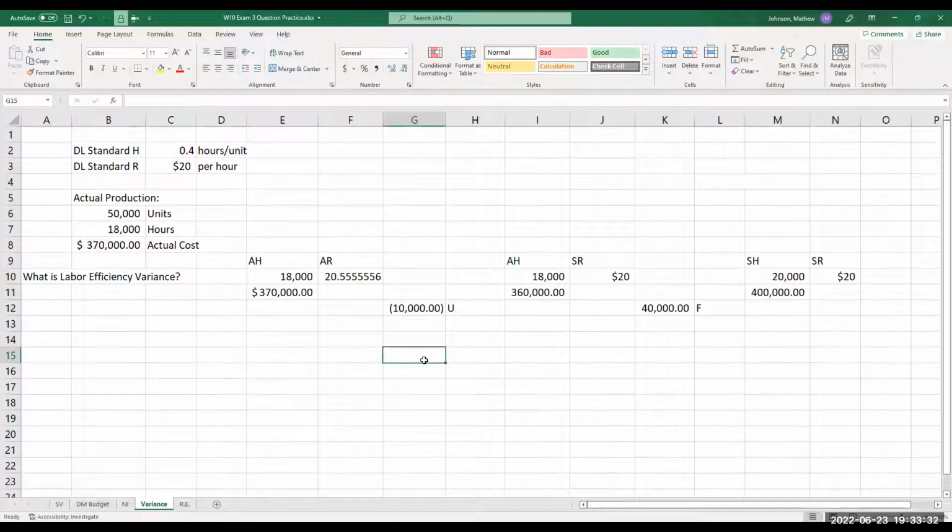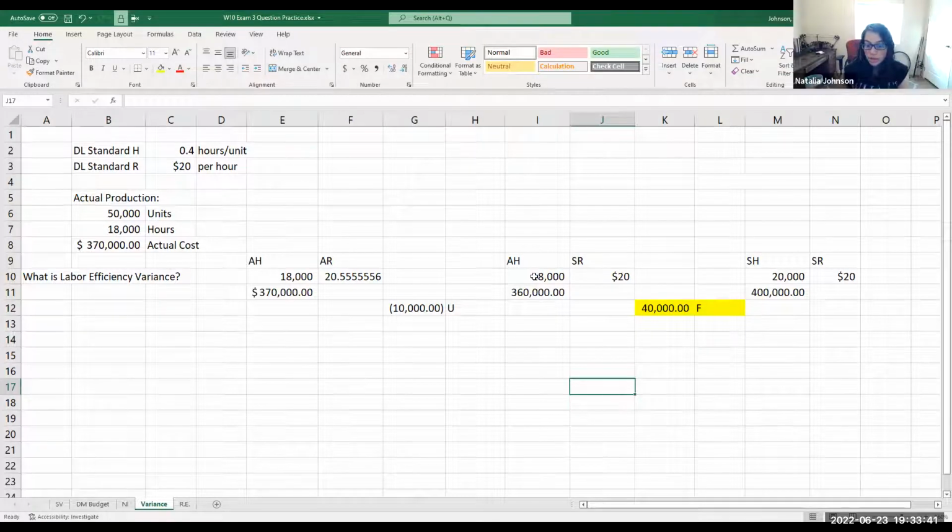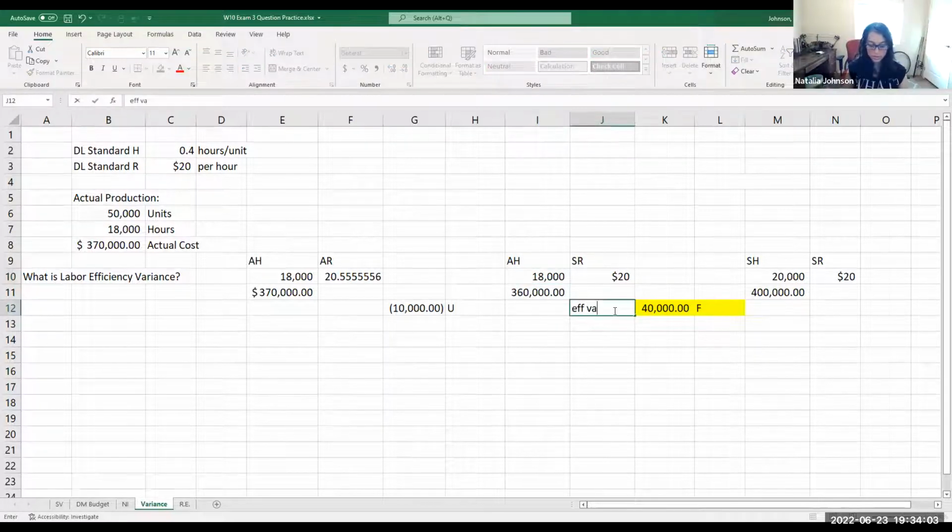And you said it's the 40,000 favorable because this is actual hours, standard hours, and these two columns both have a standard rate. So we're only looking at the difference of the hours, 18,000 and 20,000, because they used less hours than they should have. That's why it's favorable. And that's the efficiency variance.